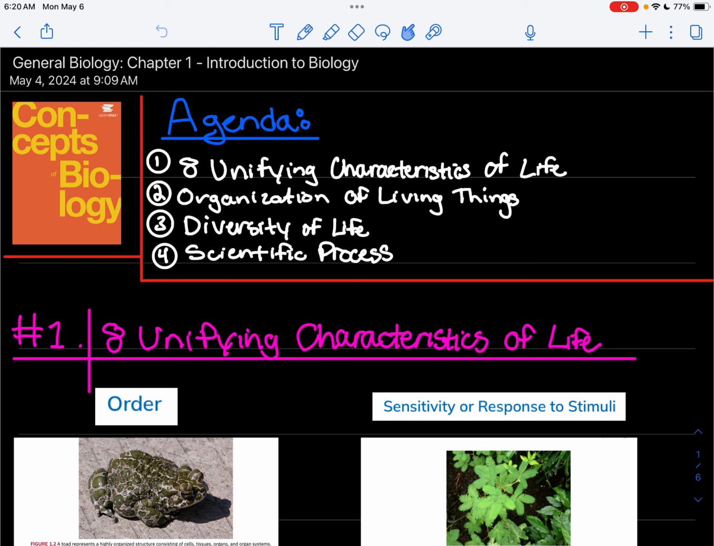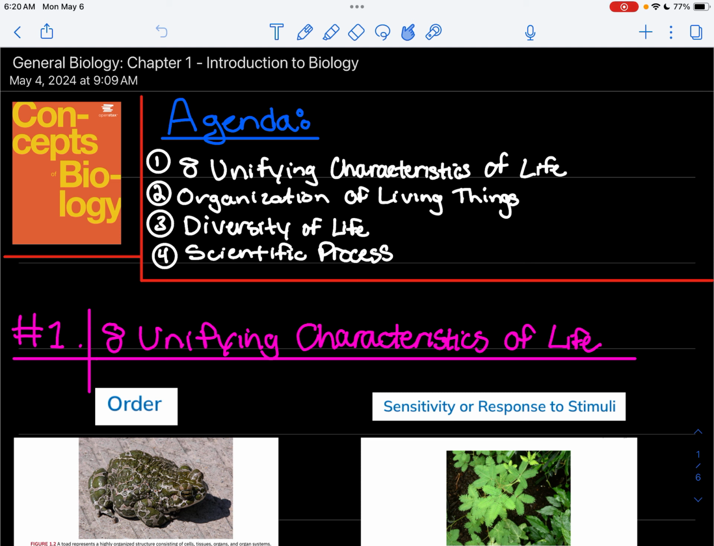And here is our agenda. So today I would like to talk about what makes something living. There are actually 8 characteristics, 8 criteria that something needs to meet to be considered living. So we're going to briefly talk about those. We're going to talk about the organization of living things. How do we organize every single living thing on this planet? That sounds like a really big task, but actually we have some ways to do that. So we'll talk about that.